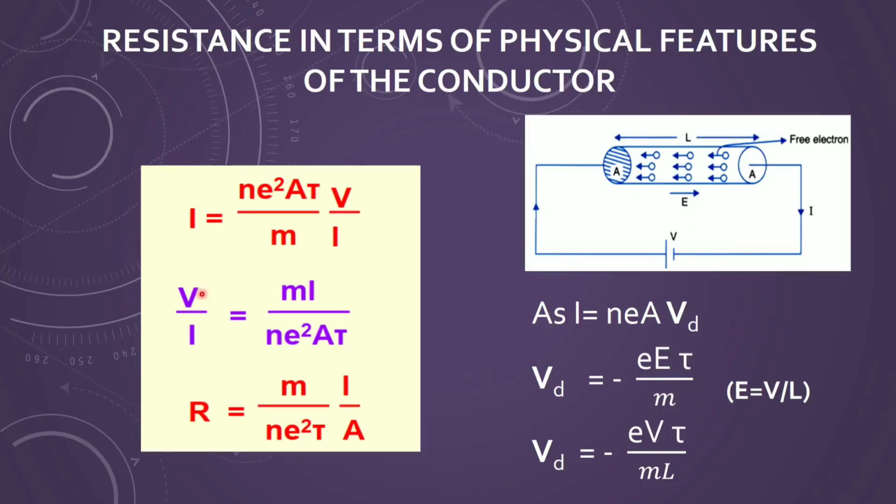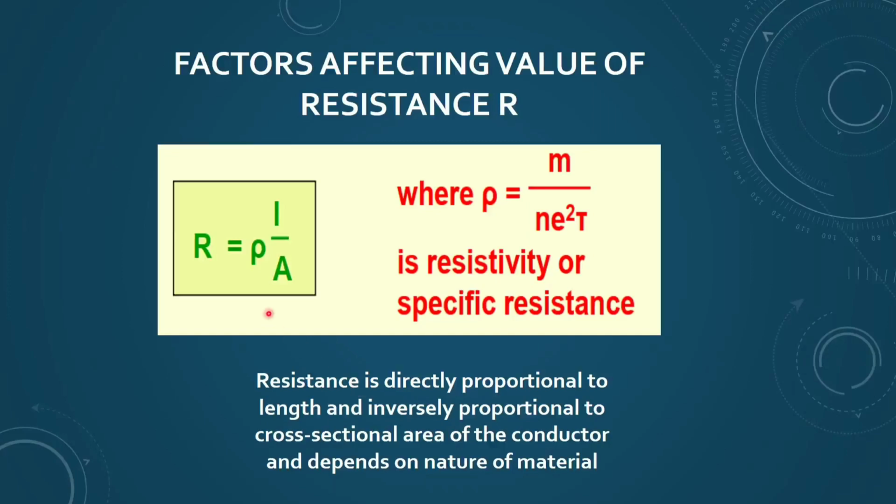But by Ohm's law, V upon I is a constant, that is equal to the resistance. So resistance of any conductor depends upon mass m, N, e square, tau and the area of cross section of that conductor. A is of course the area of cross section of this conductor. This we have discussed in detail also. So from here, if I replace the rest of the terms with a constant, I get R equals rho L upon A.